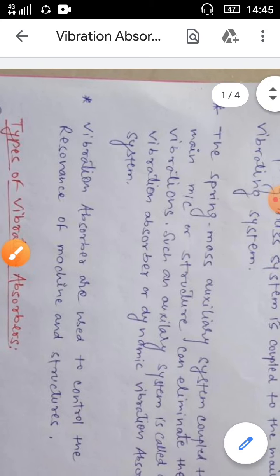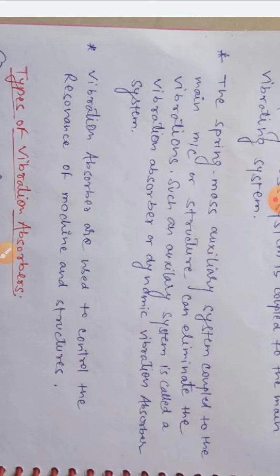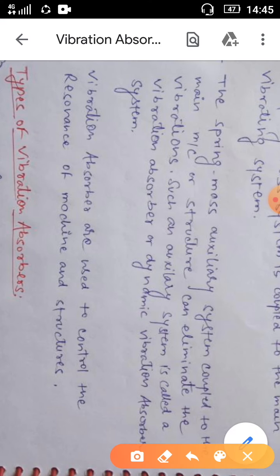Vibration absorbers are also used to control the resonance of the main machine structure. The main function of the vibration absorber is to reduce or control the resonance situation, because in resonance the natural frequency of the system is exactly equal to the frequency of the external excitation applied, and then resonance occurs. That's why we are using the dynamic absorber to eliminate or control that type of resonance situation.